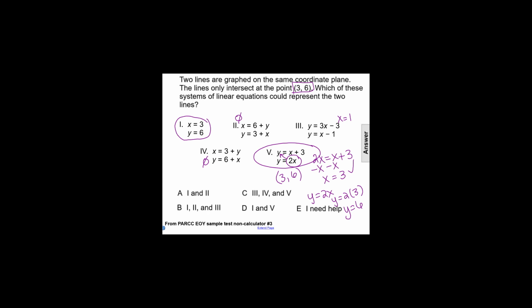So our systems that we found work, system 1 and 5, they both have a solution of (3, 6). So that makes our answer choice D.